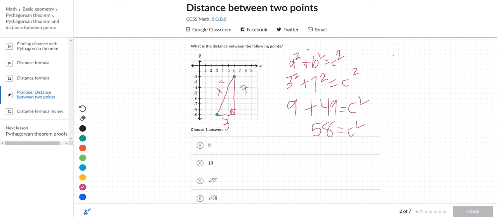Now, 58 is not your final answer. You need to get the c by itself. We don't want the squared there. In order to get rid of an exponent of 2, you take the square root, and that cancels it out. So now you have the c by itself, c equals the square root of 58. And we see that answer here.